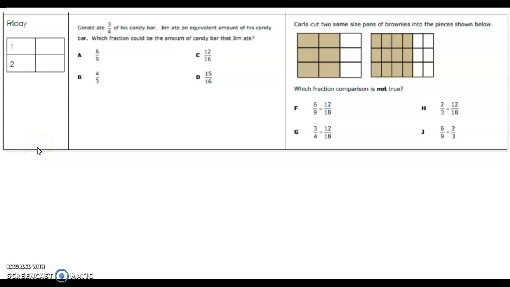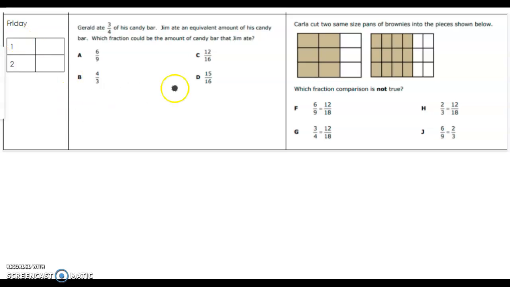Okay, I'm going to explain how to do Friday's morning work. So it says Gerald ate 3/4 of his candy bar. Jim ate an equivalent amount of his candy bar. Which fraction could be the amount of candy bar that Jim ate?